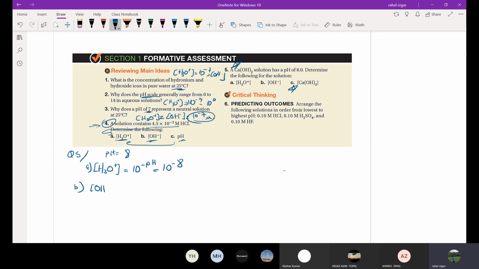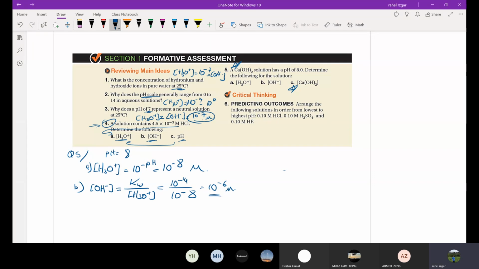Then B. Concentration of OH is equal to Kw divided by H3O. So it's 10 to the power of negative 14 divided by 10 to the power negative 8, which is equal to 10 to the power negative 6 molar.